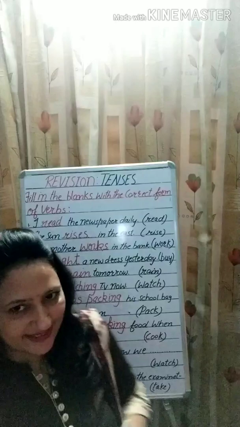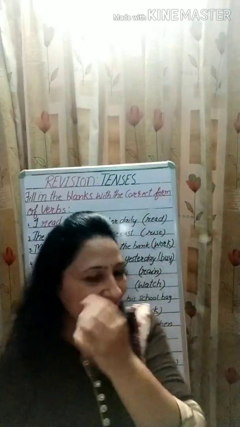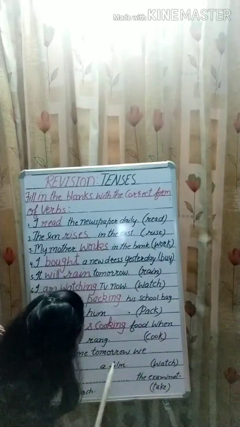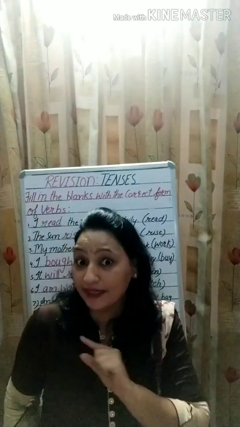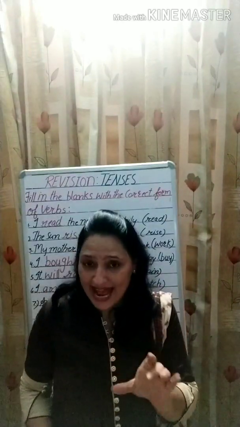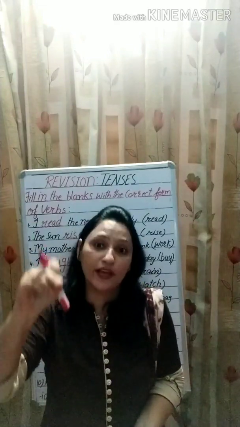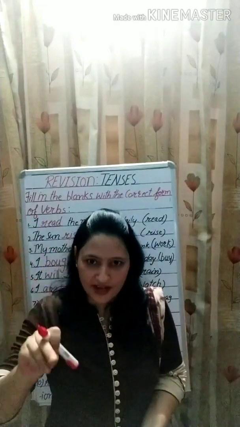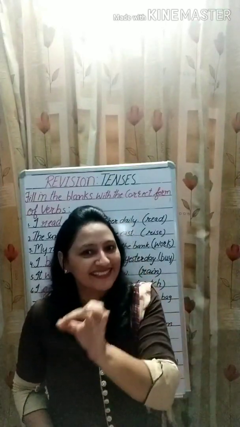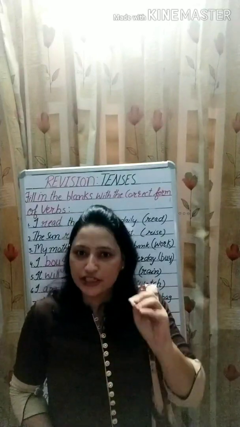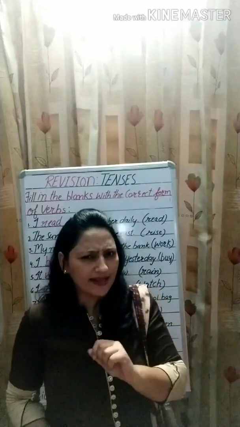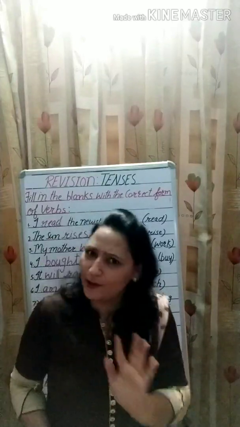Okay, now look at sentence number 9. At this time tomorrow we dash a film. In bracket the verb we have is watch. So my dear student, this sentence indicates that an action will be going on at a particular point of time in the future. So it indicates future continuous tense. So we use shall or will before be and ing form of verb. I hope it is clear to you.